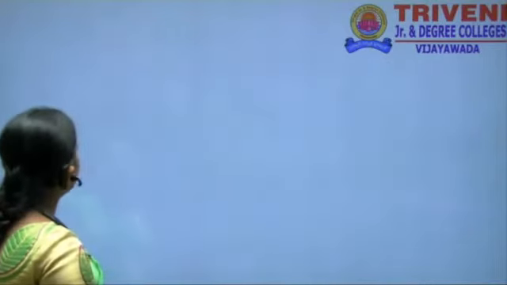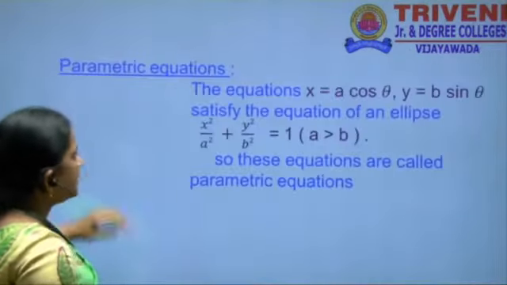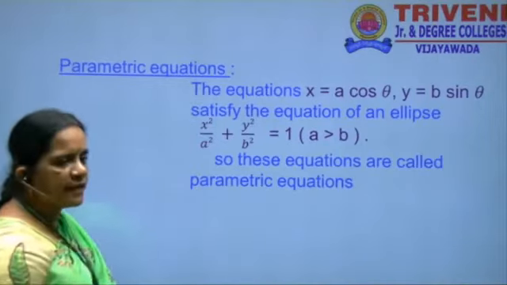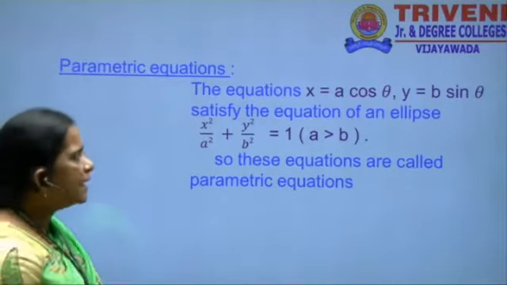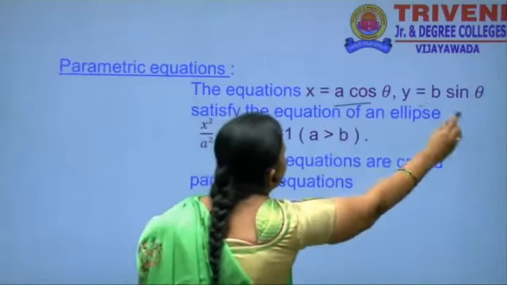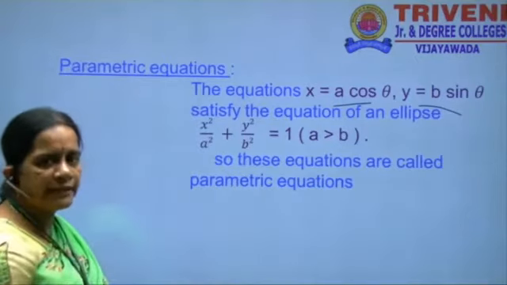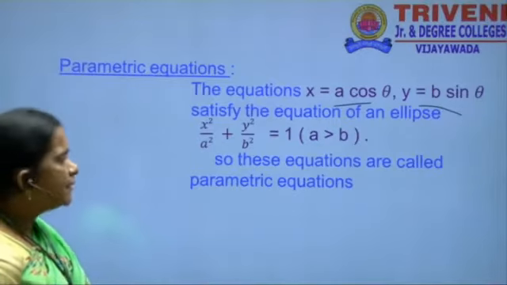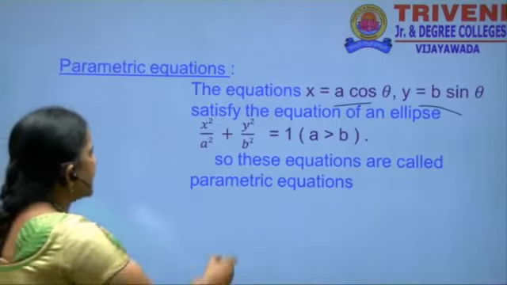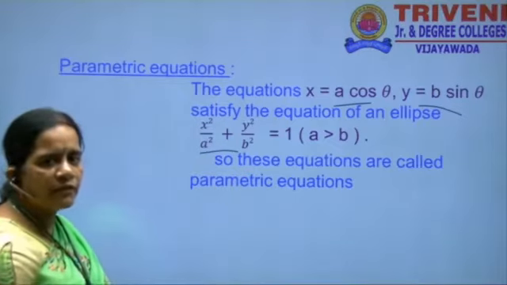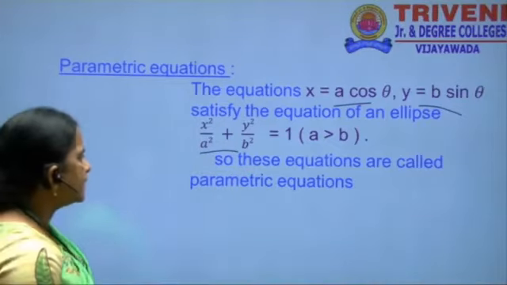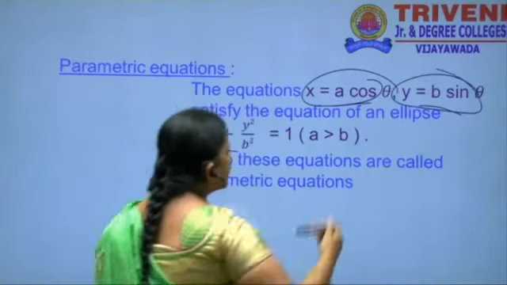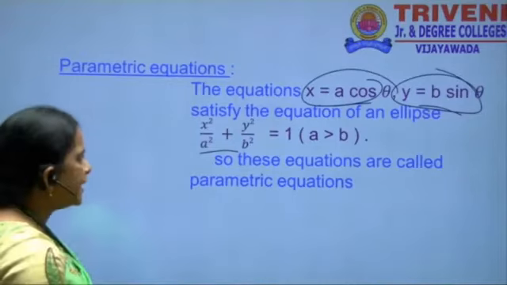Here the point we have to take in terms of the eccentric angle is P equal to a cos theta comma b sin theta. Parametric equations: x is equal to a cos theta and y is equal to b sin theta. Any point in the ellipse with values a cos theta and b sin theta satisfies the standard equation x square by a square plus y square by b square is equal to 1. These are called the parametric equations of the ellipse.